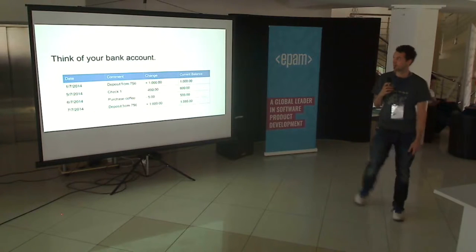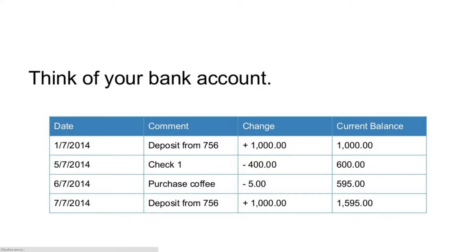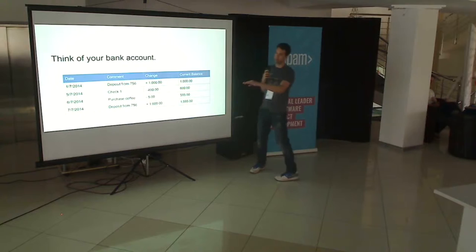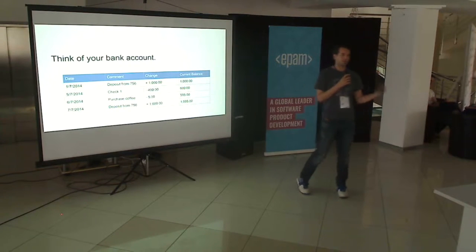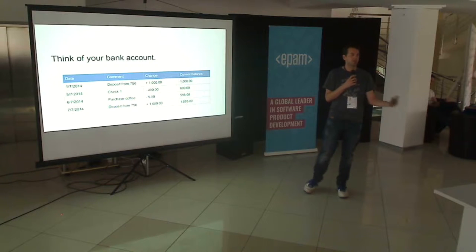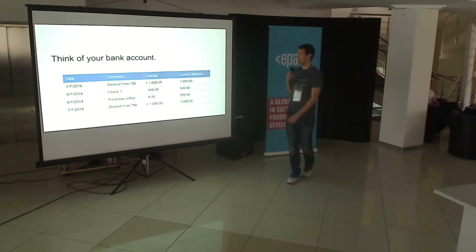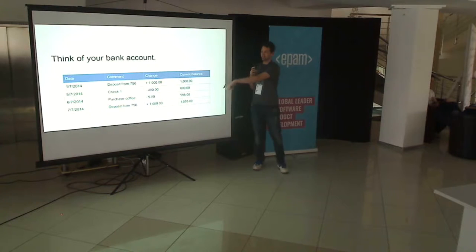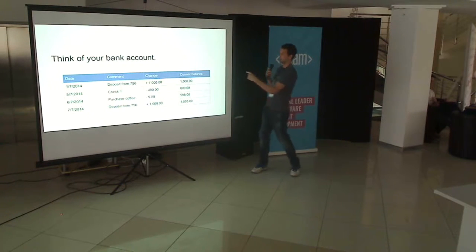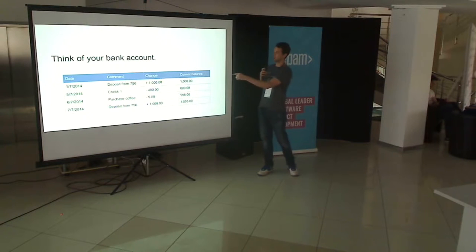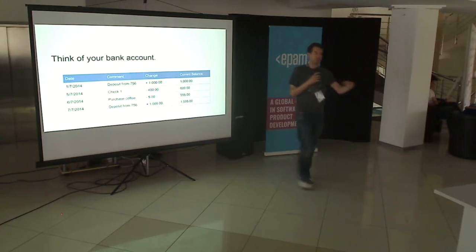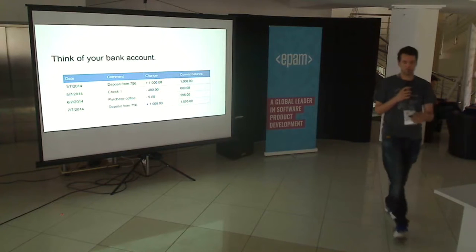Think of your bank account. Every row is an event. You have money coming in, money coming out, money coming out, money coming in. And then the balance is just the state, the current state of your system. And you get the state by applying the events to the state.